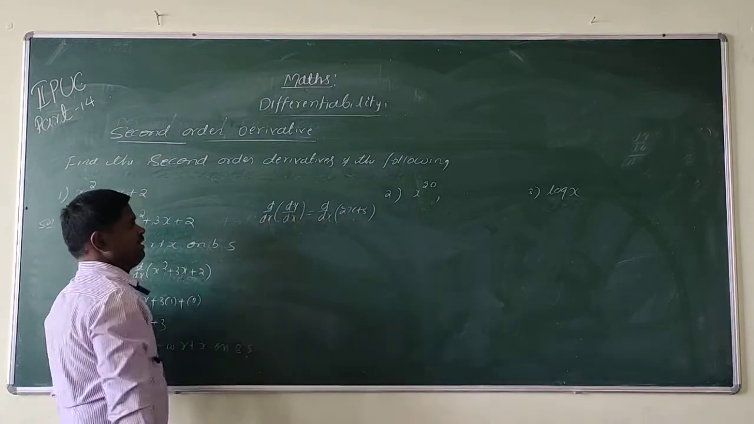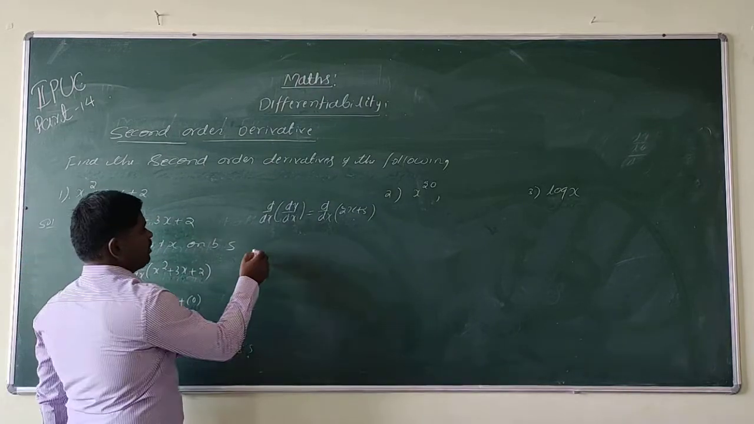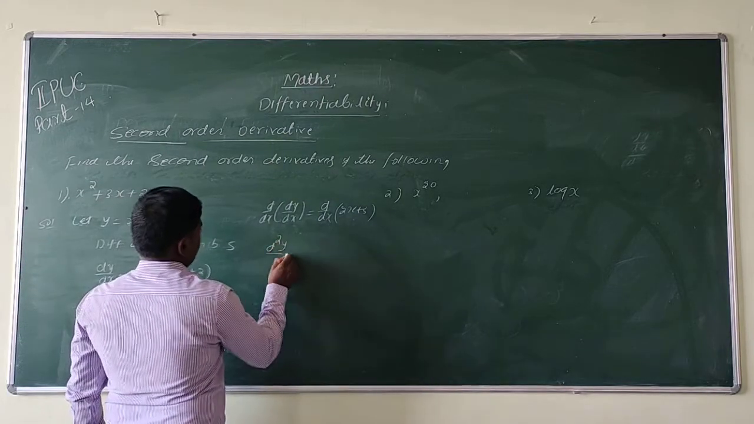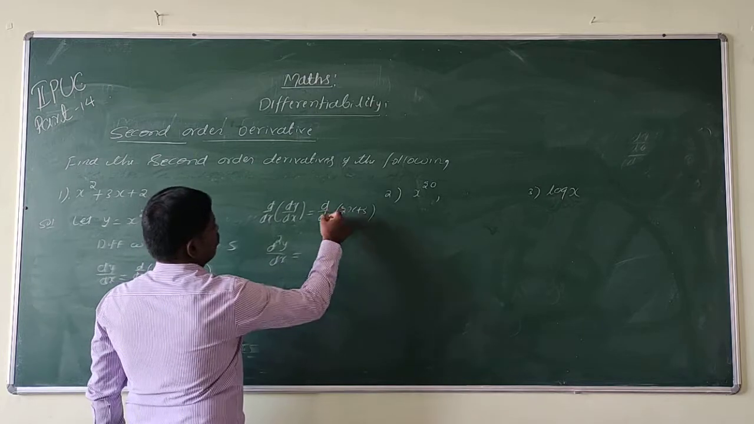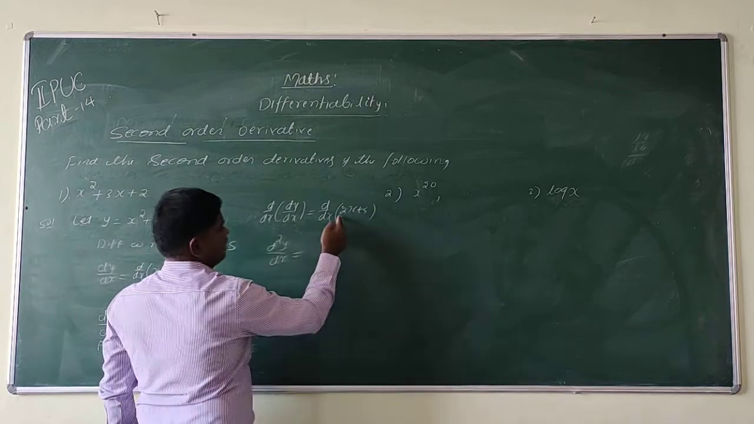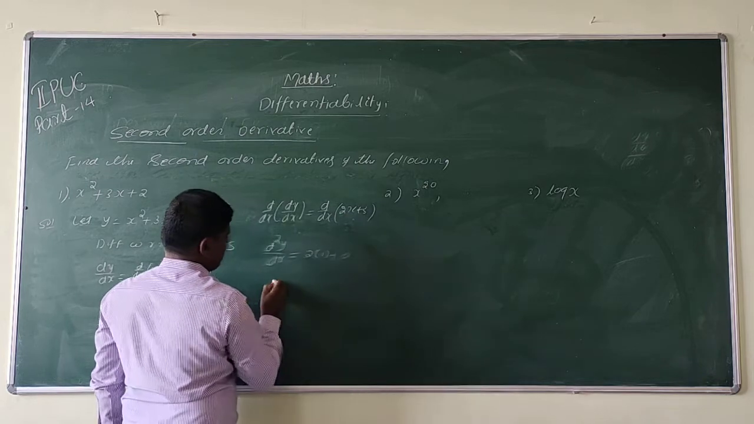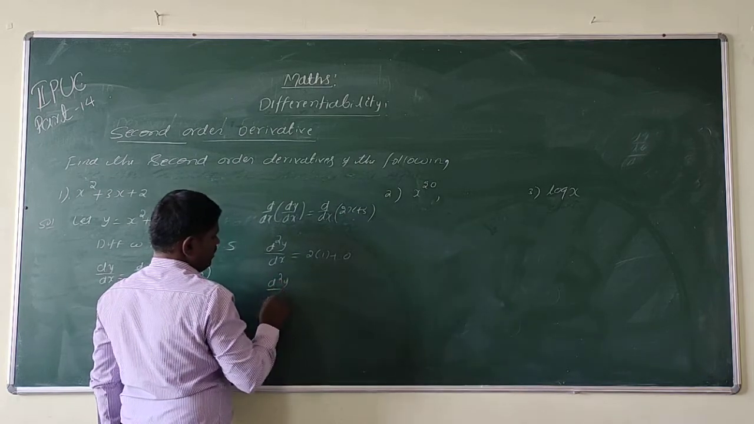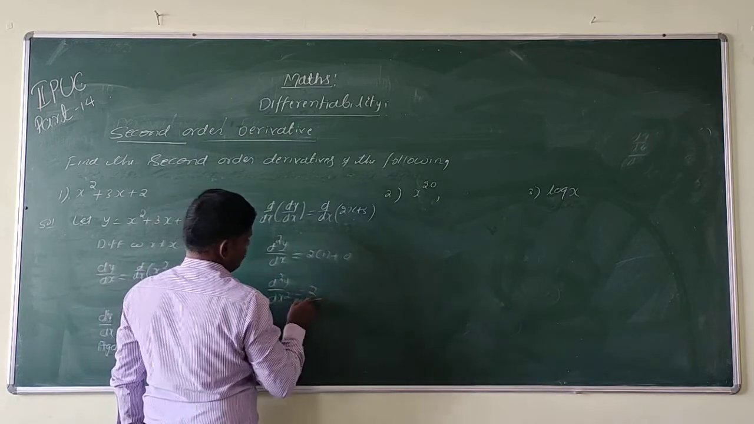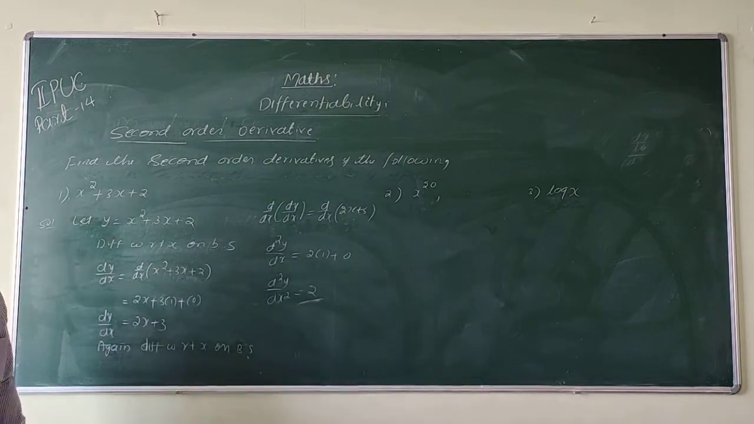We already know that d by dx of dy by dx is nothing but d square y by dx square. With the algebra of derivatives, this can be differentiated separately: 2 into 1 plus 0, so d square y by dx square is equal to 2. This is the second order derivative of the given function.